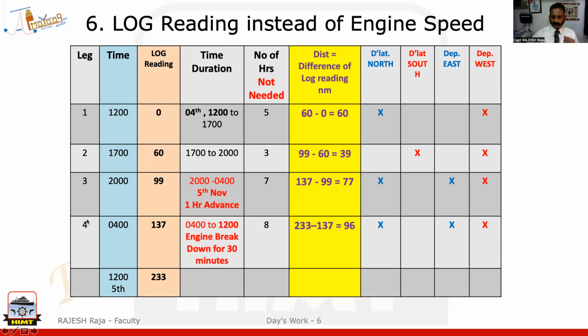So if you look at the last one, which is 12 o'clock on the 5th, the reading is 233. It does not matter whether you have broken down or not. It is going to just give you what you have done. So 233 minus 137, that is the distance. As far as log reading is concerned, it is very easy. All you have to do is the next reading minus the present reading.